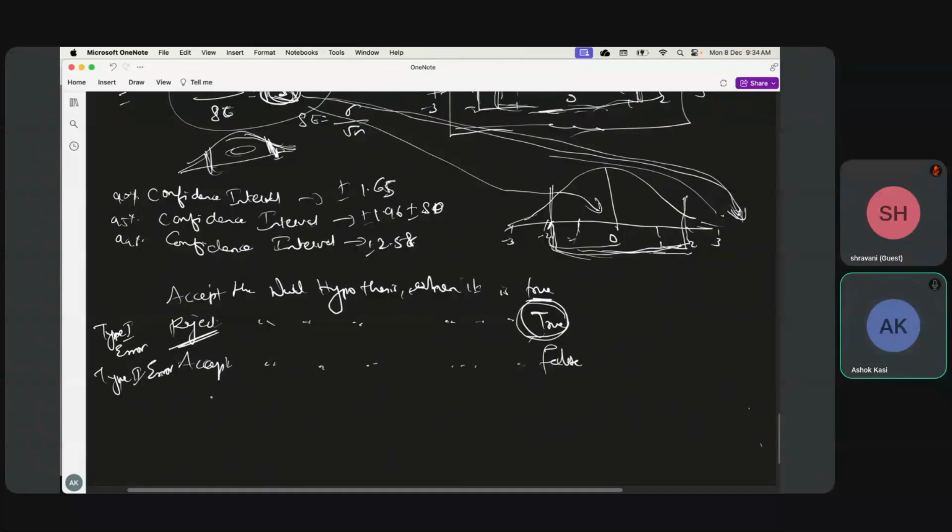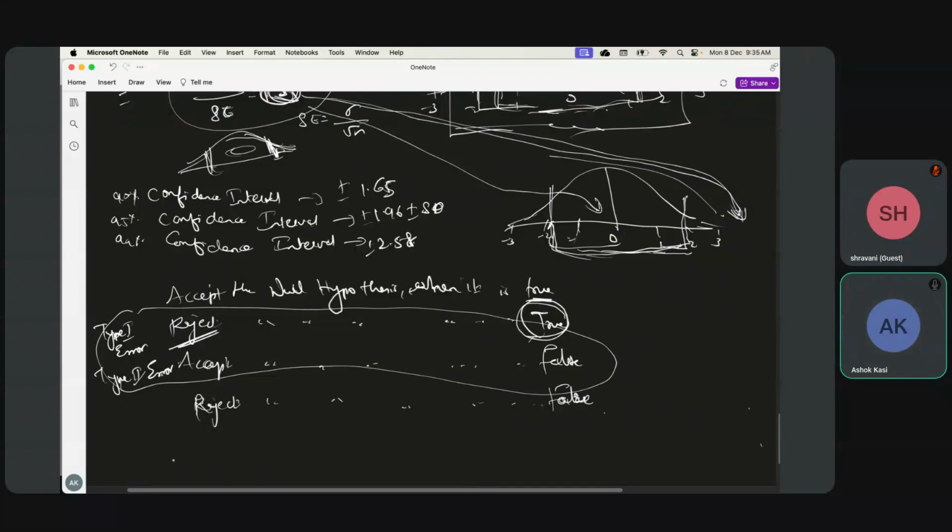Another one is reject the null hypothesis when it is false. So these are type 1 and type 2 errors.